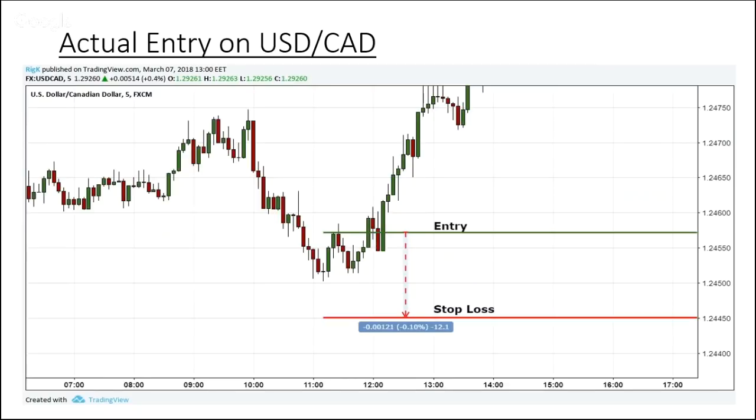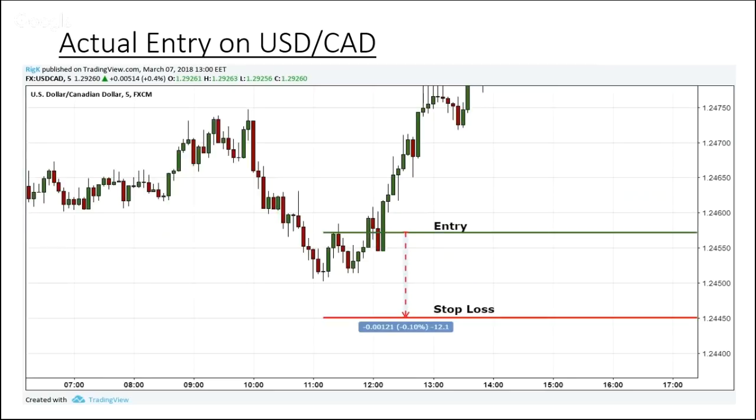And in my case, I entered a couple of ticks above 2455, which was where this reversal formation ended. And I went in at 2457, that was the actual entry. And I placed my stop loss slightly below there.